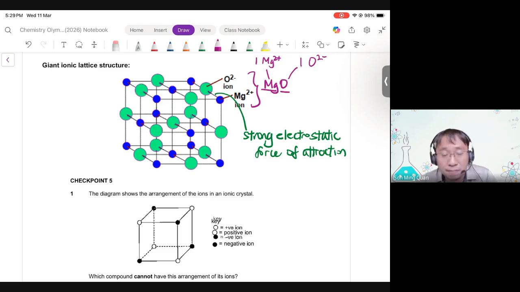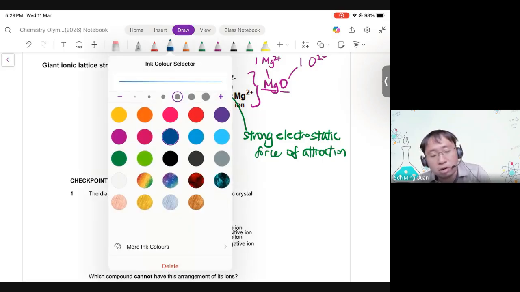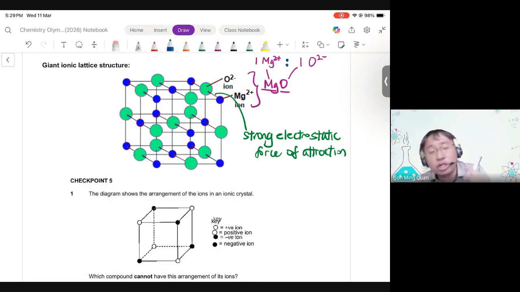So the idea is, it is not one Mg2+, one O2-. It is more correct to say that Mg2+ and O2- are in a 1:1 ratio. Now that is different, right? A 1:1 ratio can mean I have 1 million Mg2+ and hence 1 million O2-. 1 million, 1 million is still 1:1. I could have 1 billion Mg2+, 1 billion O2-.